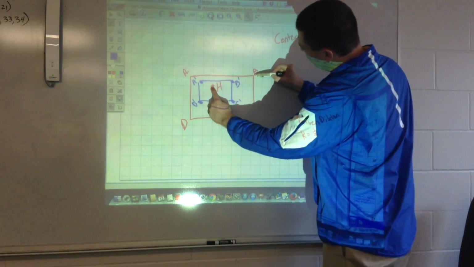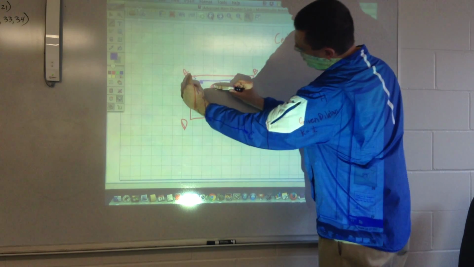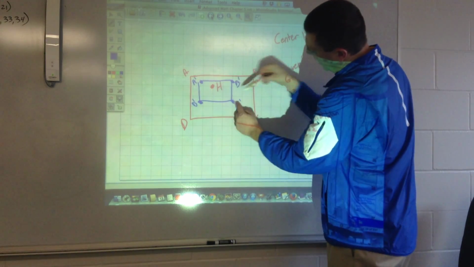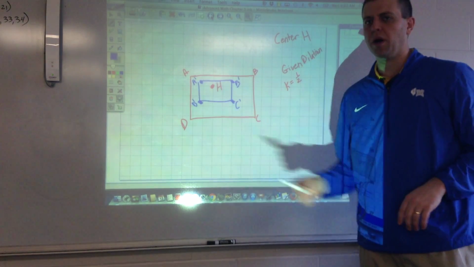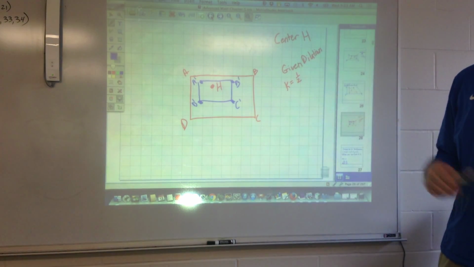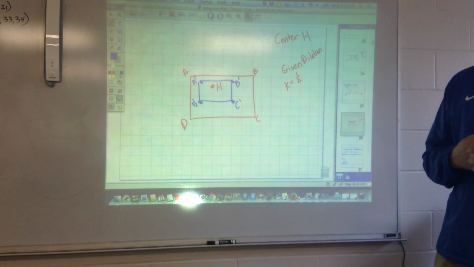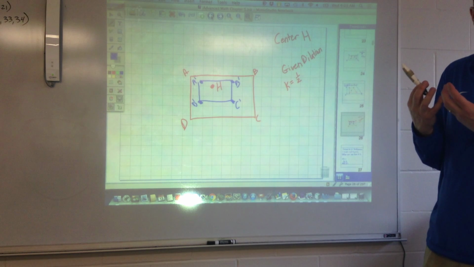The distance from H, my center, to B, I cut that in half, so there's B prime. Cut that in half, there's A prime. Cut that in half, there's D prime. Cut that in half, there's C prime. Drew my new object there. So that blue one, A prime, B prime, C prime, D prime, there's an example of a dilation with a scale factor of 1/2. You guys kind of understand the dilation, what's going to be going on?